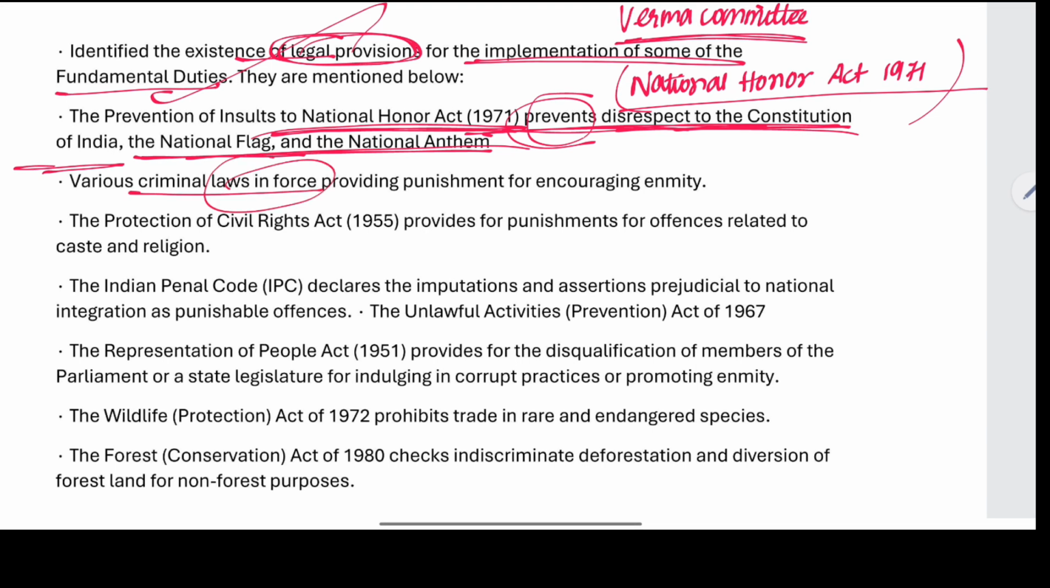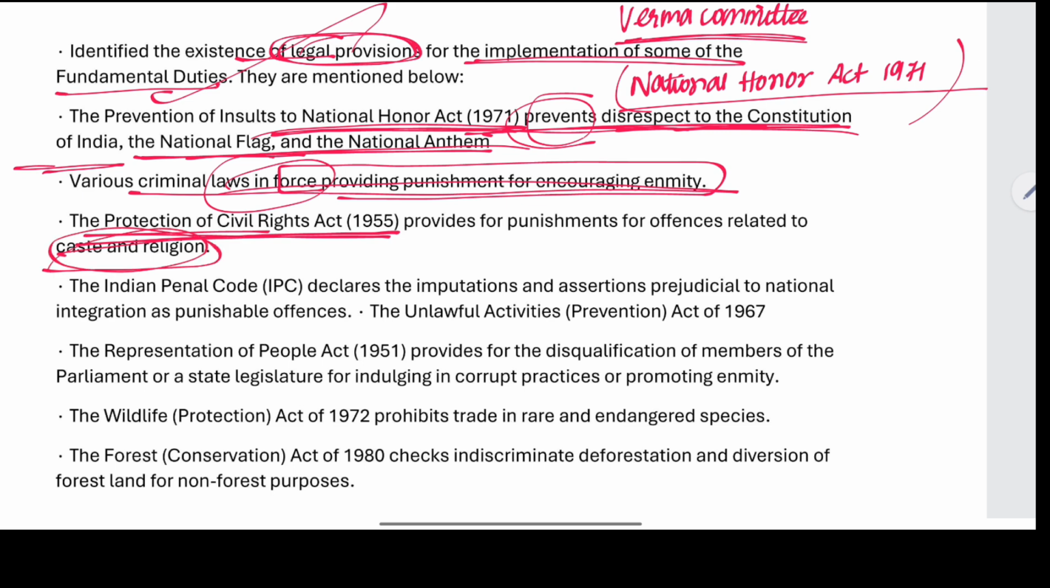Various criminal laws are in force, providing punishment for encouraging enmity. The Protection of Civil Rights Act of 1955 provides punishment related to caste and religion, and prevents caste and religious violence.